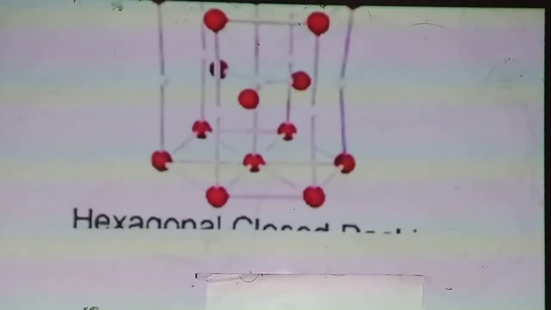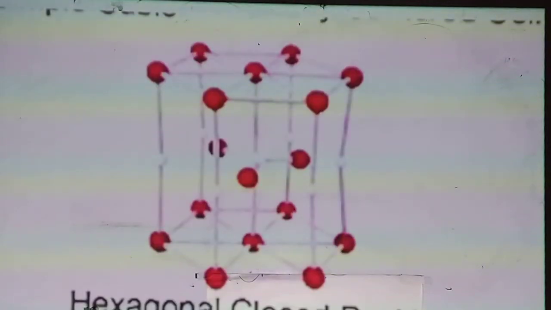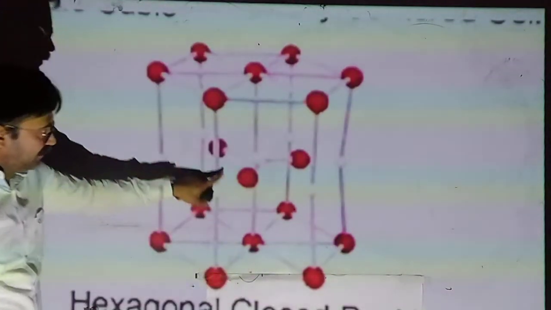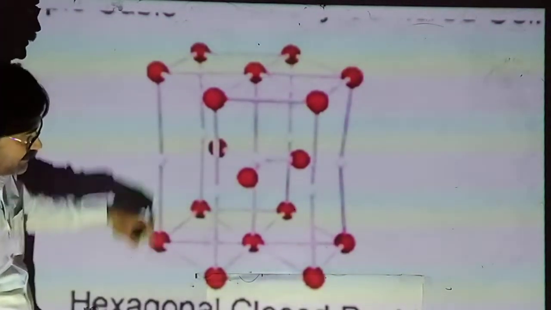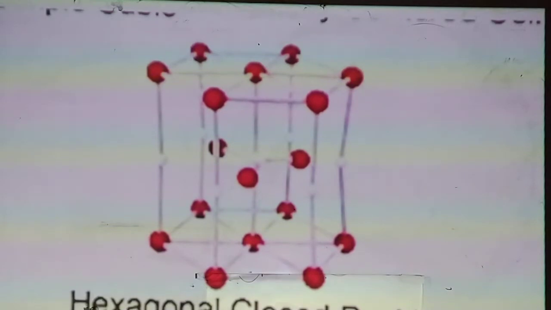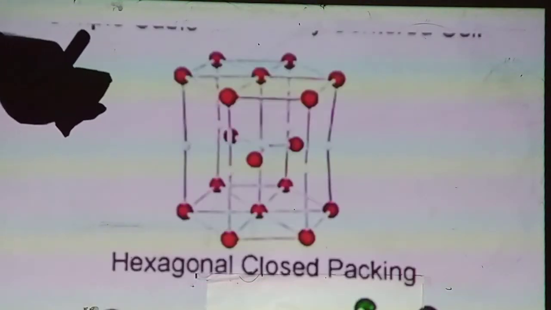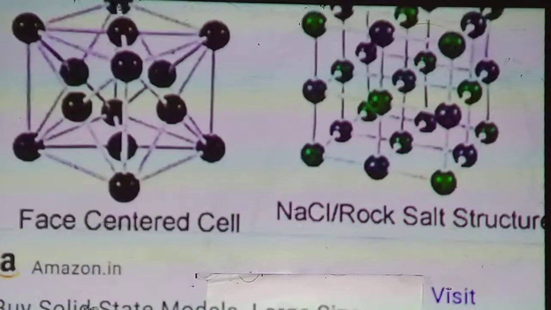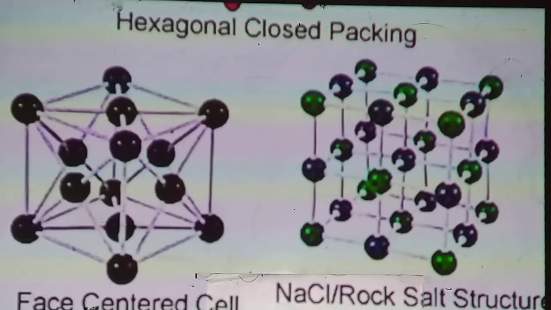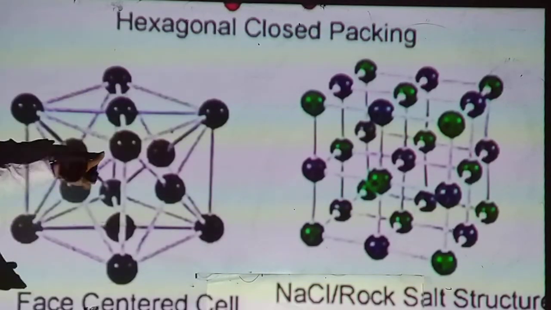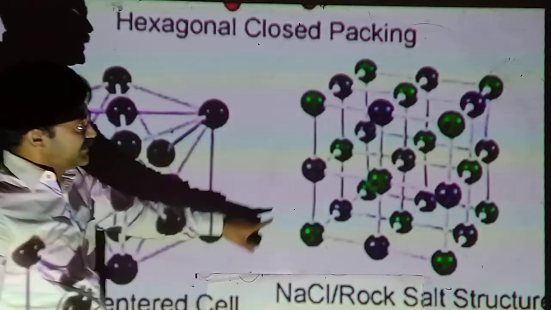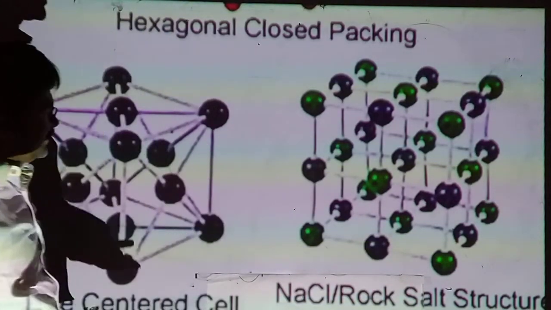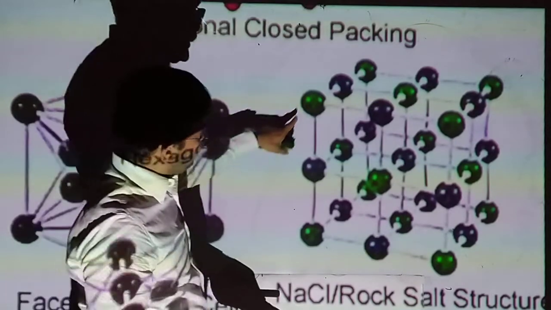This one is hexagonal. The first layer has 7 spheres. On the second layer there are 3 and once again 7. So AB type of layers are repeating here. NaCl, rock salt. This one is FCC, clear view. Spheres are lying on the corners and on the face centers. NaCl has the FCC structure. We will discuss about it.